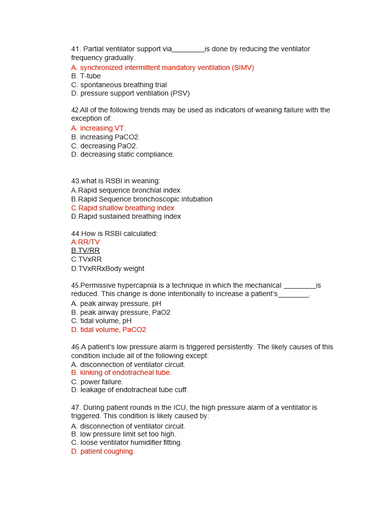So the indicators of weaning failure are B, C, and D, and increasing tidal volume indicates that it is not going to a failure. We can wean the patient. So the one which is not an indicator of weaning failure is increasing tidal volume, and the other three are indicators of weaning failure.